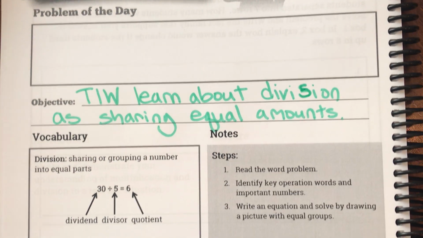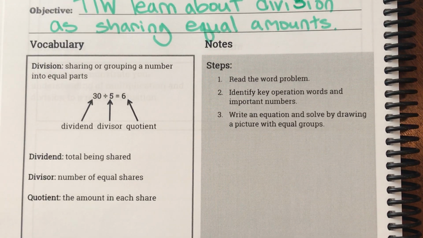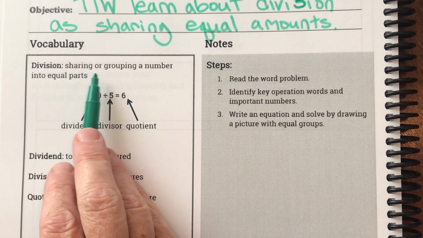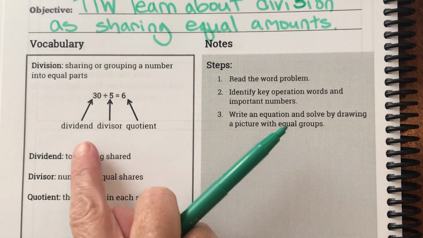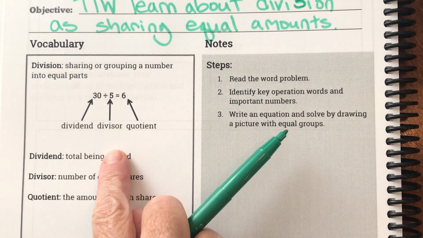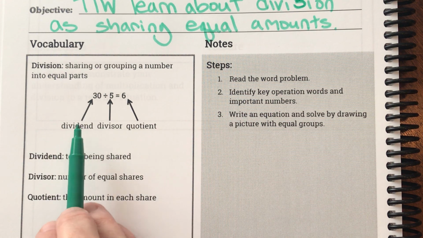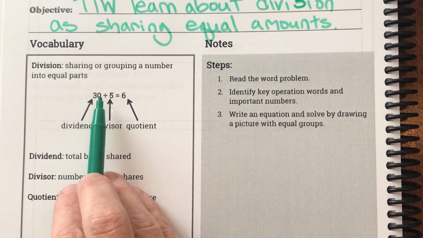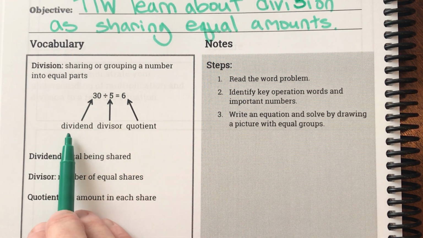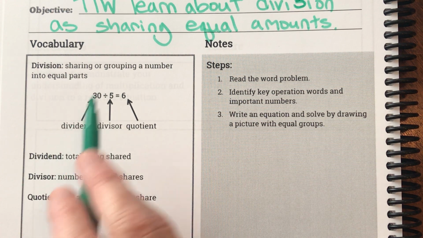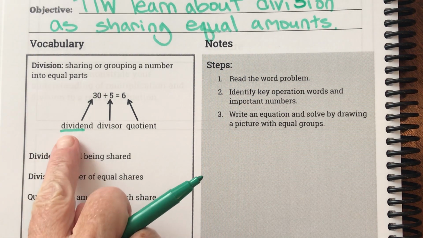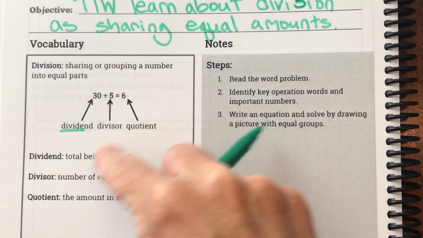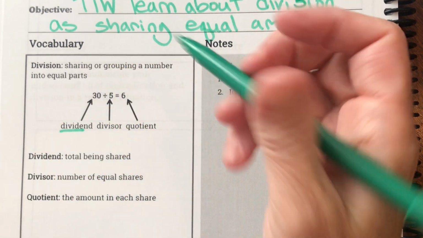So let's look at our vocabulary. And the first thing I see is division. It says sharing or grouping a number into equal parts. And now they're introducing us to our vocab words, and we'll be using these all unit. Dividend is the number that you're dividing. I always remember, look at what I can underline, divide. So dividend is the number that's being shared or divided.